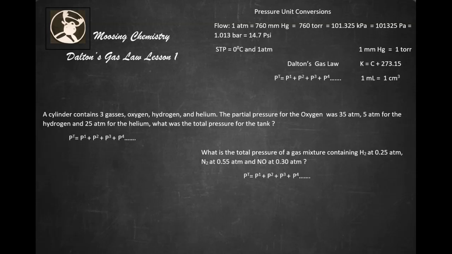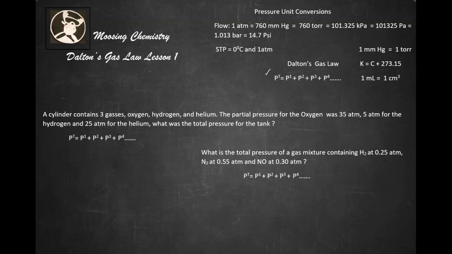Mr. Chemistry, Dalton's Gas Law Lesson 1. Okay, Dalton's Gas Law is pretty simple. It's PT, which is total pressure, equals the pressure of the first gas plus the pressure of the second gas plus the pressure of the third gas plus the pressure of the fourth gas, and so forth and so on. That's all it really is, so it's not really hard.